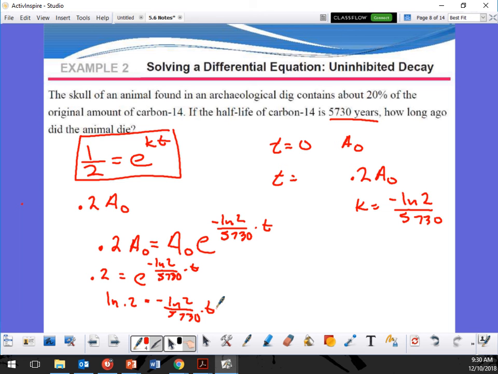So from here, this is a nice calculator area. So we should get t is equal to, it's a multiplication, so it should be 5,730 ln of 0.2 over negative ln of 2. You can switch natural log of 0.2 to negative natural log of 5, and then you can get rid of the negatives. Or you can just plug it all in the calculator, it'll do it for you.